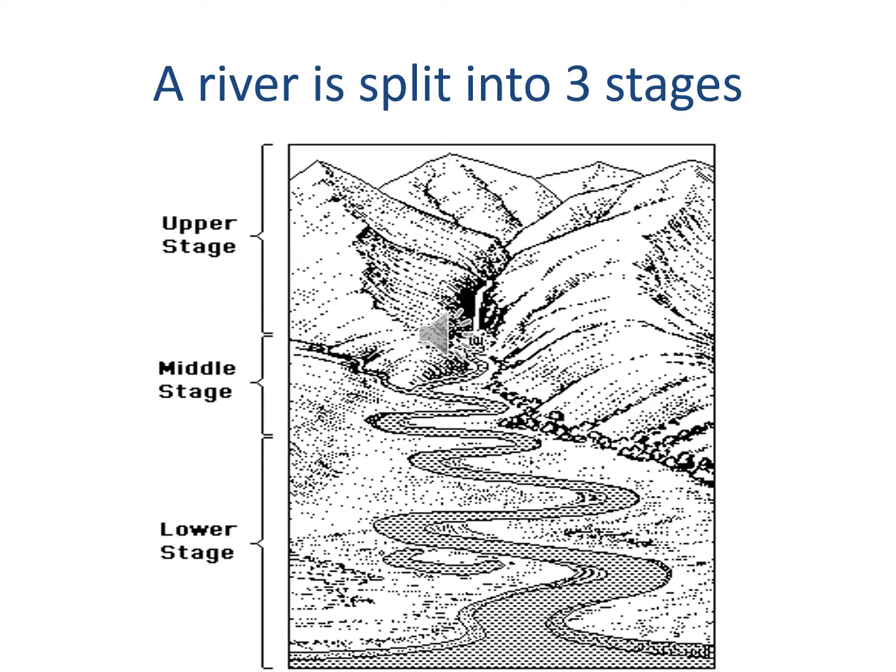In the middle course we see really fascinating features like meanders and oxbow lakes, which we'll do another PowerPoint on for you. And then in the lower course of the river we see estuaries. Now our school is actually on the Mersey estuary, so you can picture that, a large flat expanse of river.